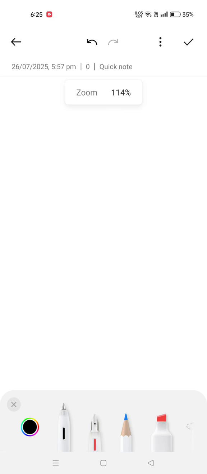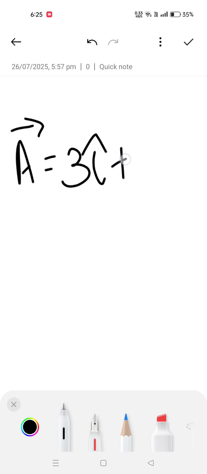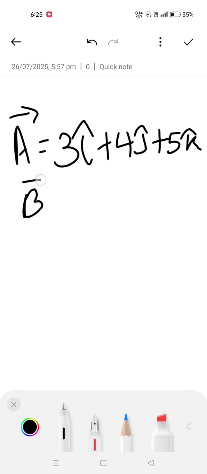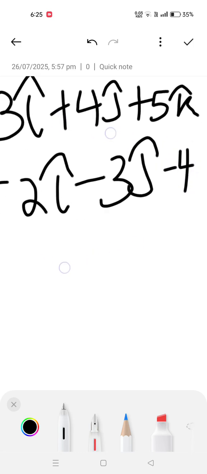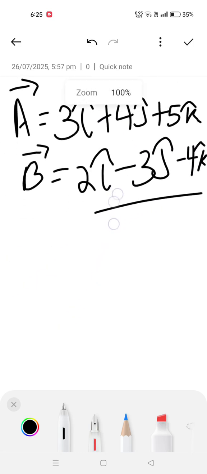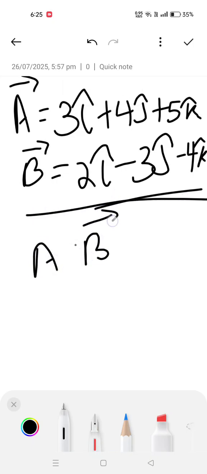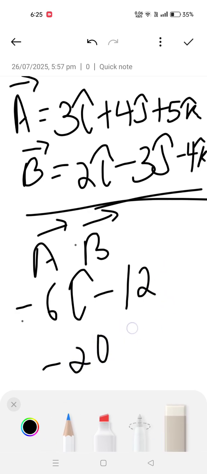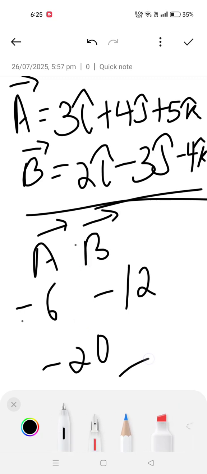Now supposingly we take an example. A vector अगर दिया है 3i cap plus 4j cap plus 5k cap, okay, and B vector supposingly दिया है 2i cap minus 3j cap minus 4k cap, ठीक है. तो हम a dot b कैसे निकालेंगे? देखो 2 3 ज़ा क्या हो जाएगा, 6i cap, 4 3 ज़ा माइनस 12j cap, एंड 5 4 ज़ा माइनस 20k cap. अब इसको हम हटा देंगे ये सबको और सिंपली हम कैलकुलेट कर देंगे. So on calculating we get the answer as minus 26.